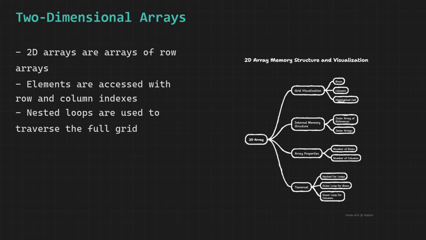To traverse all elements you need nested loops. An outer loop for rows and an inner loop for columns. matrix.length gives the number of rows and matrix[0].length gives the number of columns in the first row. This two-index nested loop pattern is fundamental to matrix operations, game boards, image processing, and any grid-based data structure.